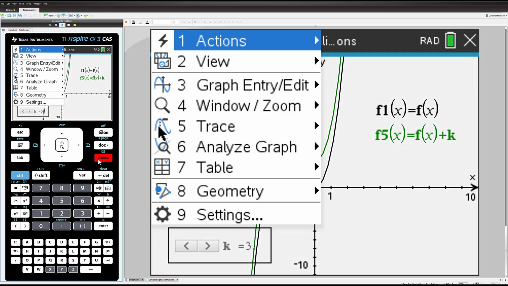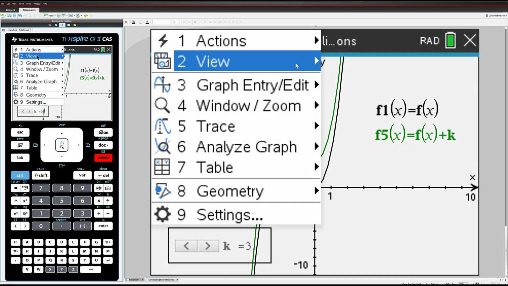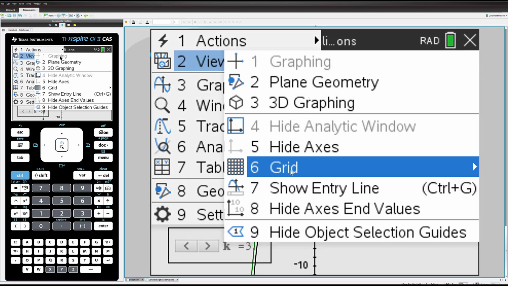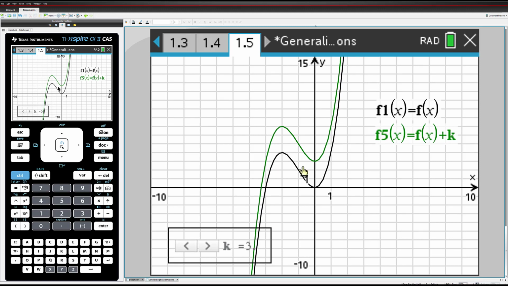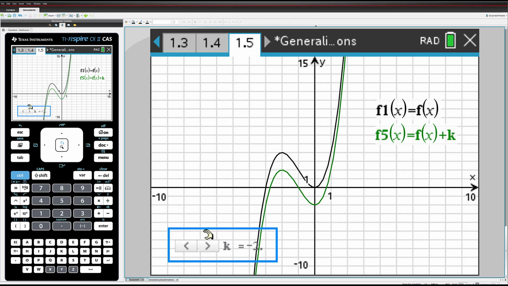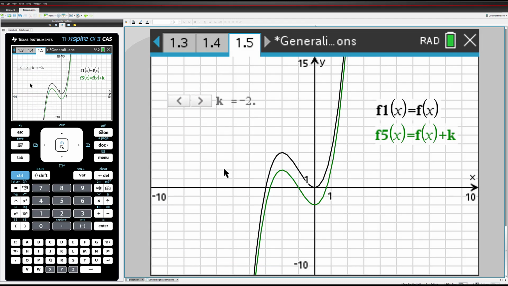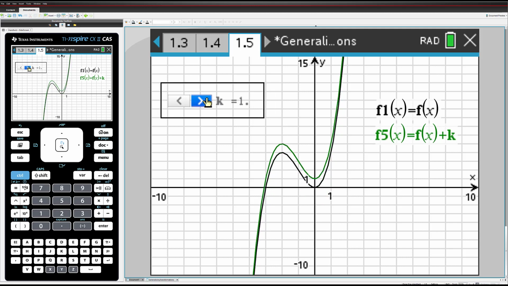Let me just give you a grid. Sorry, I did mean to add on the grid before I started, just so that you can see exactly that each of those points is 3 higher than it was. Okay. Similarly, if k is negative 2, that is f of x minus 2, we're taking the graph of f of x and translating it down by 2. Okay. Alright, let's go back over to the notes and talk about the final transformation for this video.